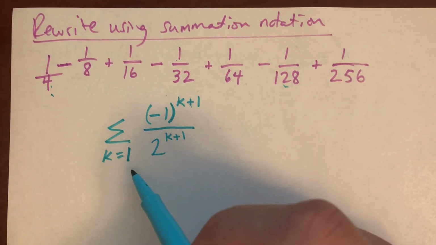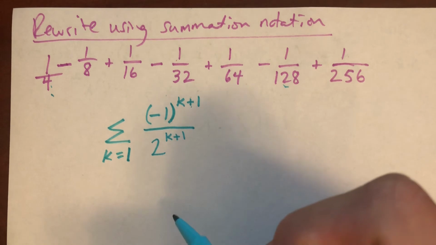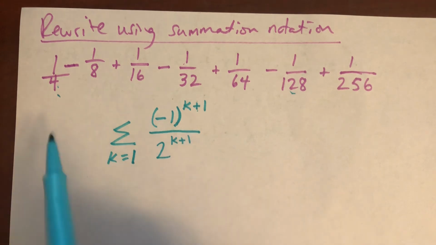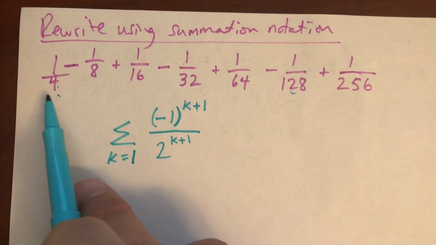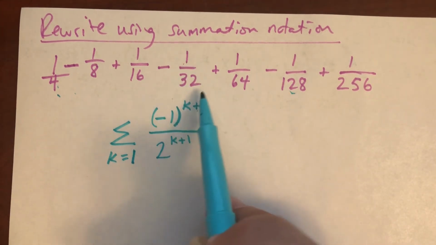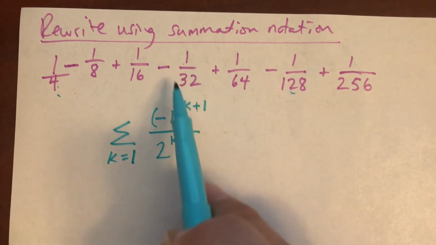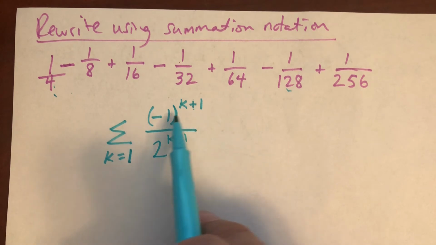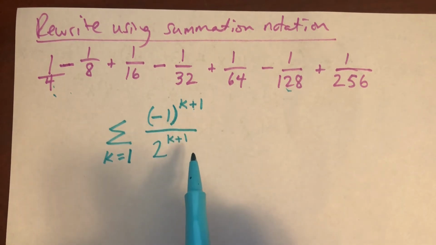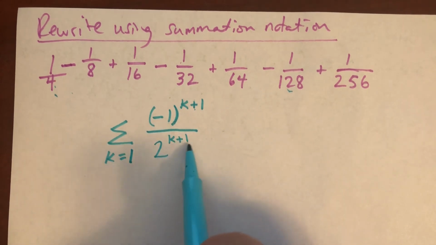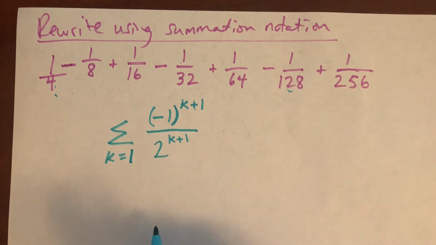So we're almost done here. We just need to say where we stop, right? We could probably check ourselves down the line too. Let's check to see if it works maybe for the fourth term. So this is the first term, second term, third term, fourth term. If I put k equal 4, I ought to get this, right? Well, if I put k equal 4, I'm going to have 4 plus 1, that's 5. -1 to the fifth, that is negative, so that's good. And then if I put 2 to the 4 plus 1, that's 2 to the 5. And 2 to the fifth, that is 32.